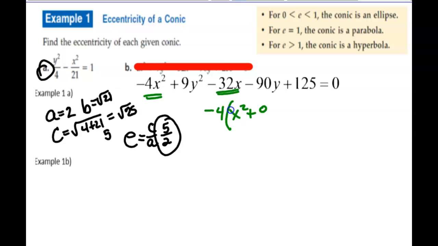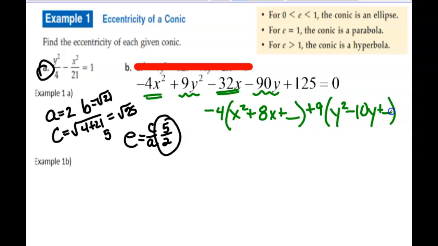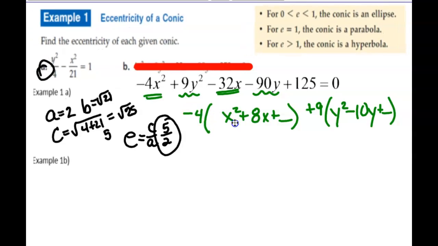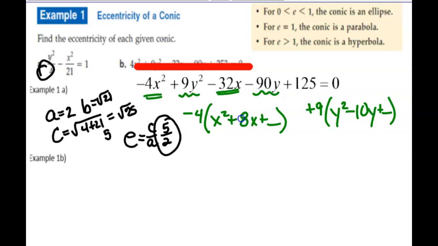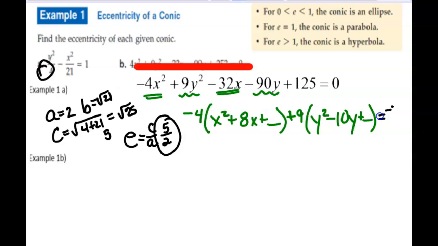X squared plus 8x plus blank. What are we going to take out of the y's? +9. So it'll say y squared minus 10y plus blank, equals -125 plus a couple blanks. Okay.